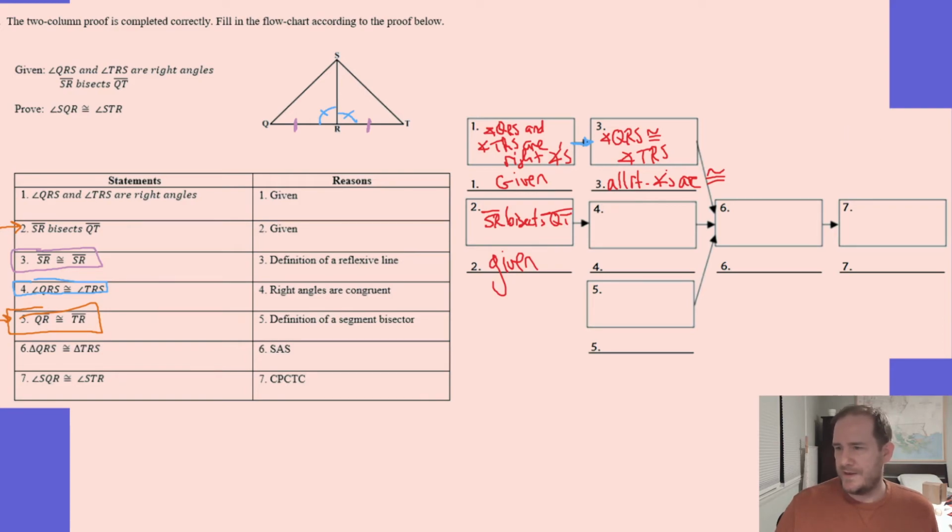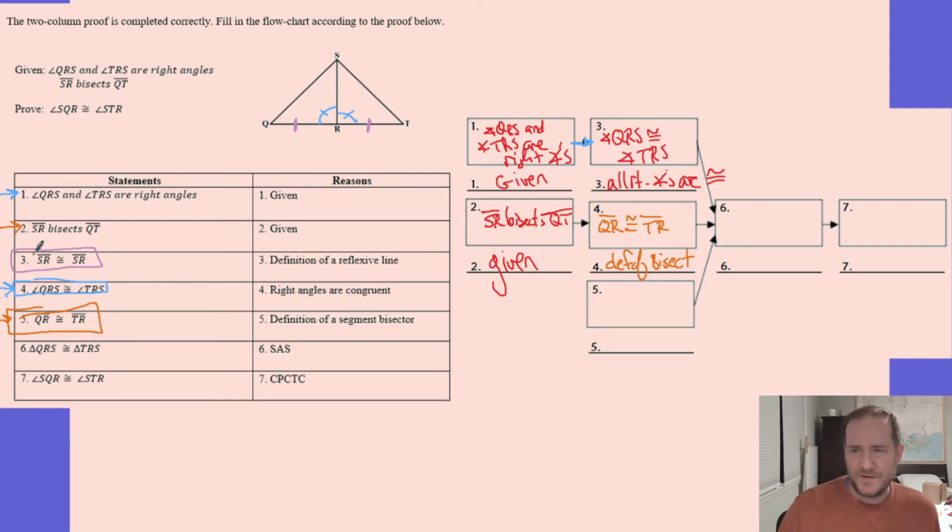I could do the same thing for step 1. Step 1 really has to lead down to step 4. In the 2-column proof it's not important that I actually make a connection. In the flowchart proof it's super important that I make the connection. So here you need to be writing that QR is congruent to TR. And we said it's a bisector, so it's by definition of a bisector, because those statements go together.